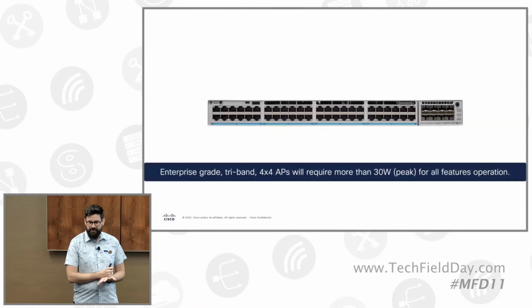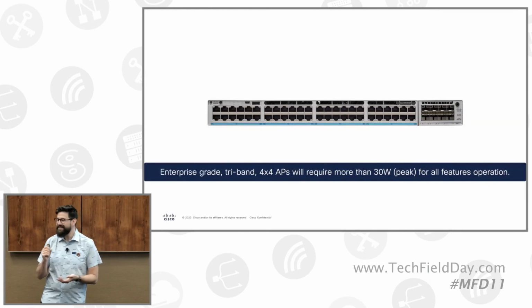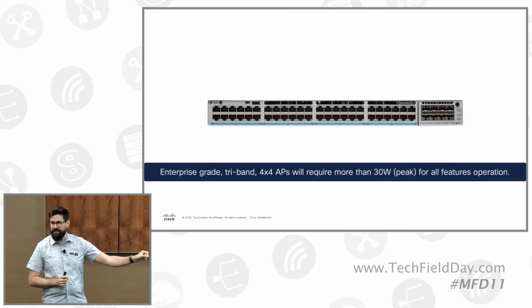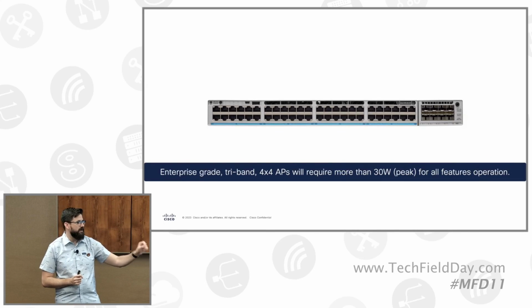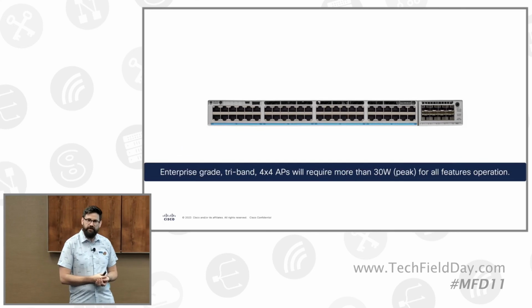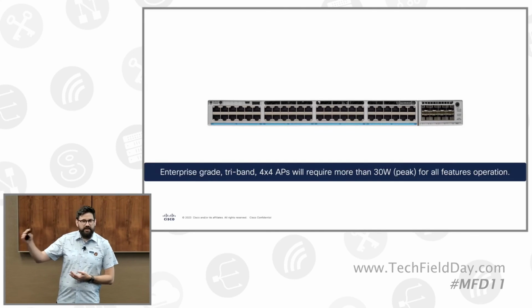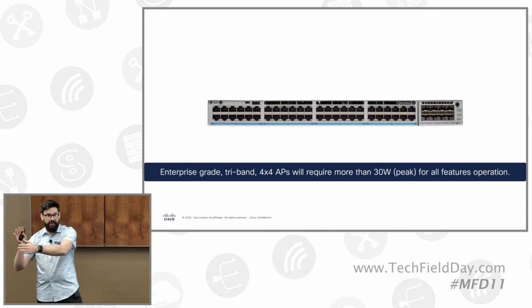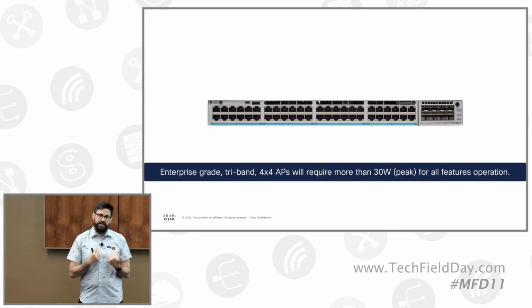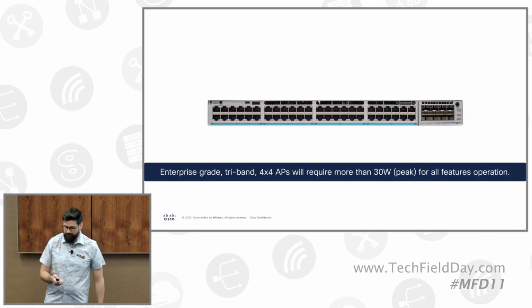Just one last comment before I get shooed off. It is very likely that enterprise-grade tri-band, this should probably say tri-radio, I'm sorry, APs will require more than 30 watts peak. That's also why I found it so important to talk about PoE in the beginning. You're hopefully all buying switches with more than 30 watts these days. If not, start pivoting that way. You're going to need it. All of this complex processing, multiple links at the same time, that processing takes up power. That's all I'm going to say with it.